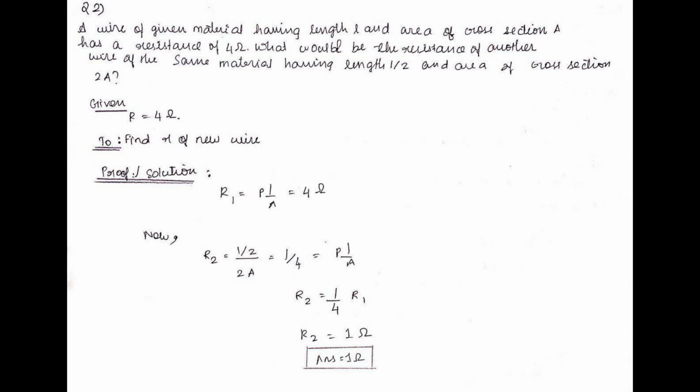To find the resistance of the new wire, the solution is R1 is equal to rho into L by A, which is equal to 4 ohms. Now R2 is equal to rho into L by 2 divided by 2A, which is nothing but 1 by 4 into rho into L by A. R2 is equal to 1 by 4 into R1. R2 is equal to 1 ohm. The answer is 1 ohm.